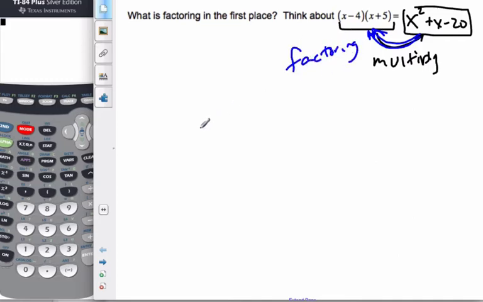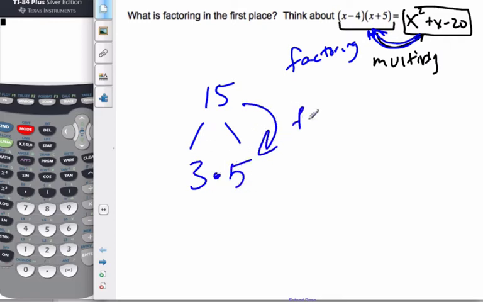Similar if I had the number, let's say 15, I know if I factor 15, it's 3 times 5. These are the factors. Going this direction is factoring. This direction is multiplying. Okay, so that's what factoring is. And so I want to take these trinomials, these quadratic equations, and I'm going to try and factor them.